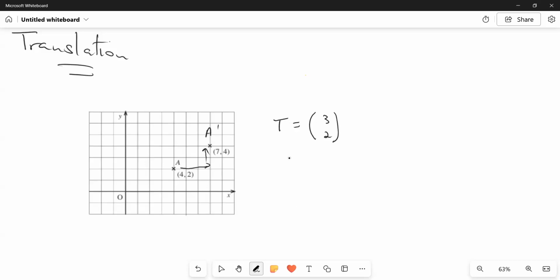And to get the image of A, right? So A prime is going to be equal to T plus A, which is equal to 3, 2 plus 4, 2. And you get what? 7, 4.